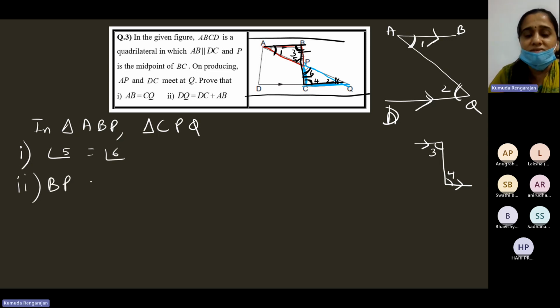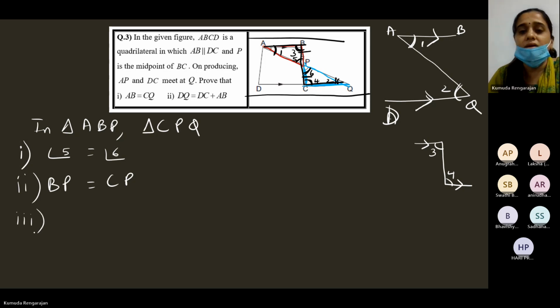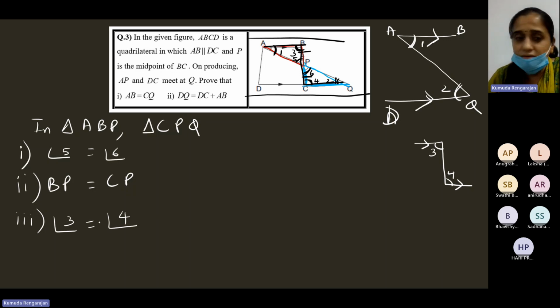BP of the red triangle is equal to CP of the blue triangle because P is the midpoint of BC. Then angle 3 of the red triangle is equal to angle 4 of the blue triangle. Alternate interior angles are equal. So now this makes ASA, 2 angles and the included side.